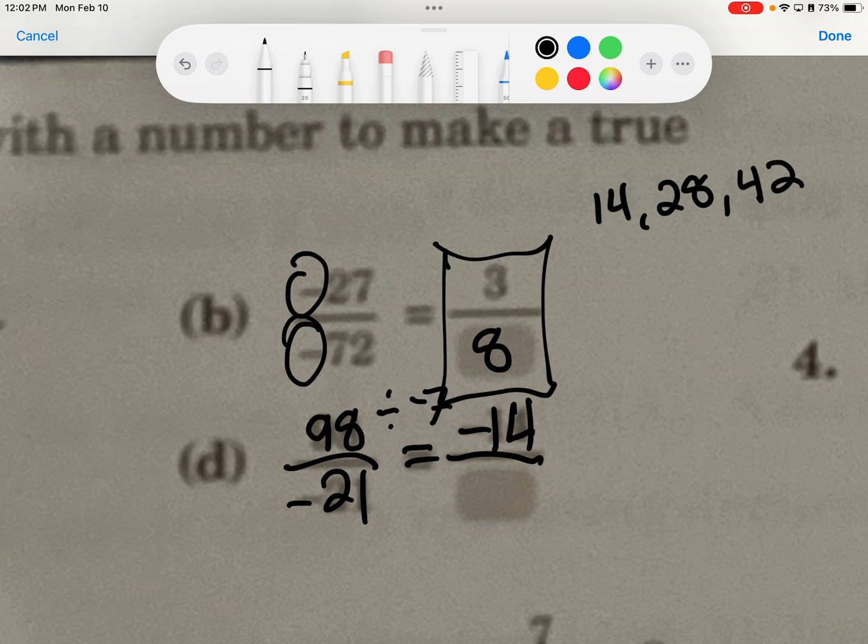Okay. So whatever we do to the top, we're going to do to the bottom. So what is negative 21 divided by negative 3? It's going to be positive 3. Make sure you keep track of that one. And if I was saying, let's make this into a proper fraction, which would be a mixed number in this case, it would be what? Negative 4 2/3.